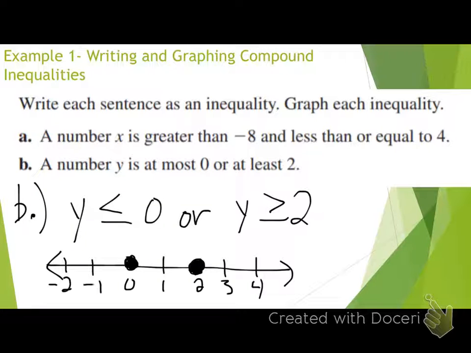So if y is less than or equal to 0, am I shading to the left or right of 0? Left. Y is greater than or equal to 2, am I shading to the left or right of 2? Right. Once again, most of the time, this is how your or compound inequalities will be graphed, from your 2 points out. Once again, there are some rare occurrences where it will look a little different, but like I said, I don't think you'll see any of those on your assignment.